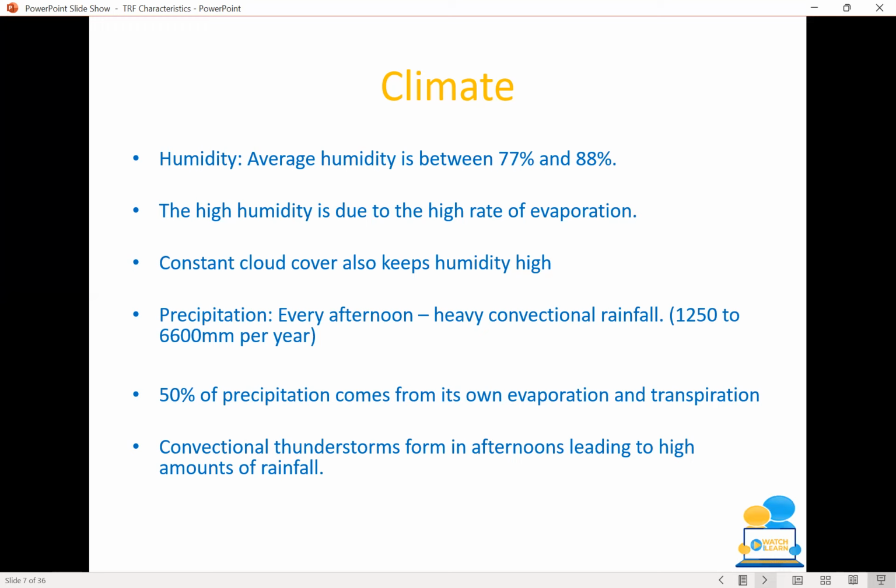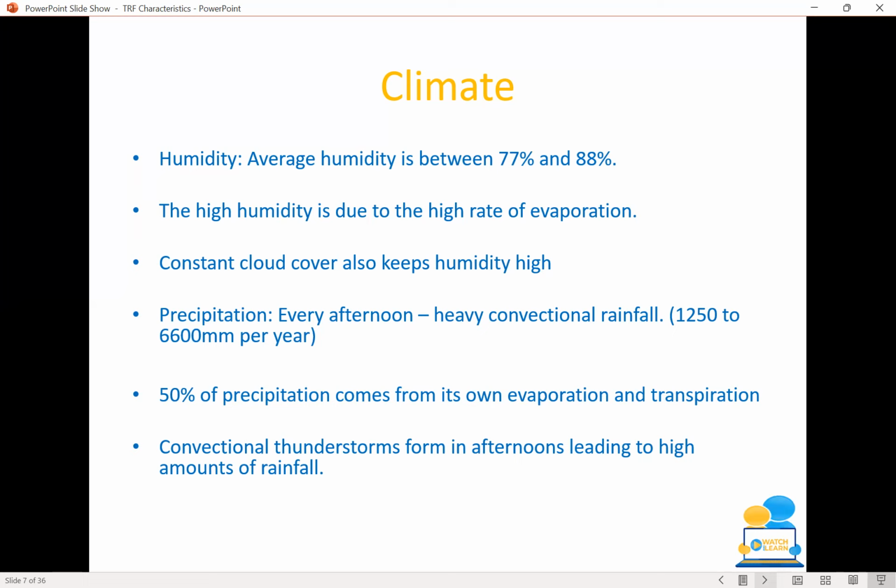As a result of this high humidity, it is due to a high rate of evaporation. You can imagine that constant sunlight and constant heat within the tropical rainforest is going to lead to evaporation of all that water that is produced from the trees, shrubs and plants in the tropical rainforest. And this is what leads to a huge amount of rainfall. As I said already, this is why the rainforest produces a huge amount of its own rainfall. Constant cloud cover also keeps this humidity high, so you're keeping these humid, hot conditions stuck in this particular area.